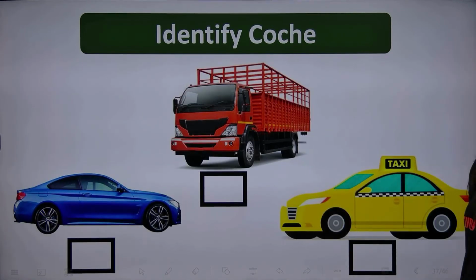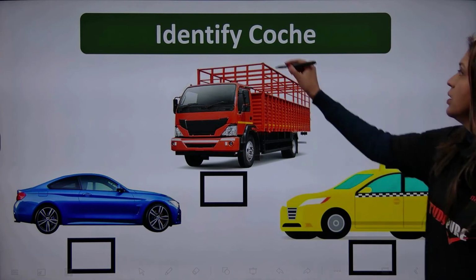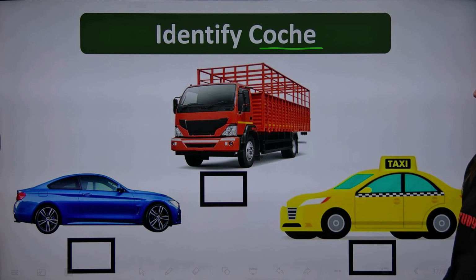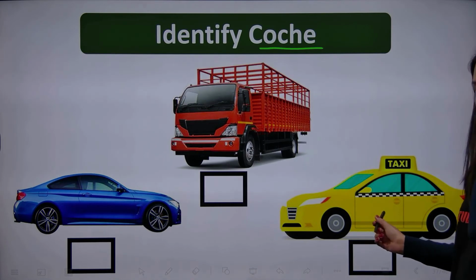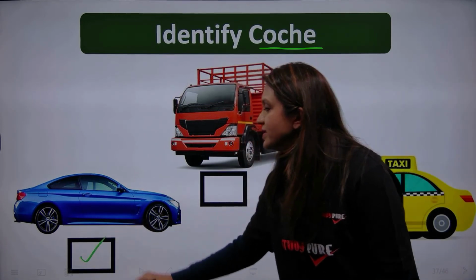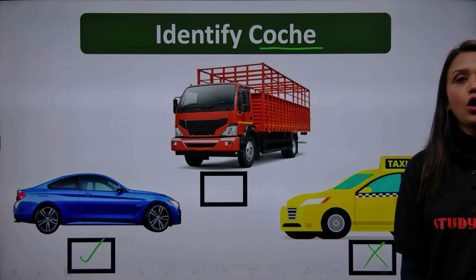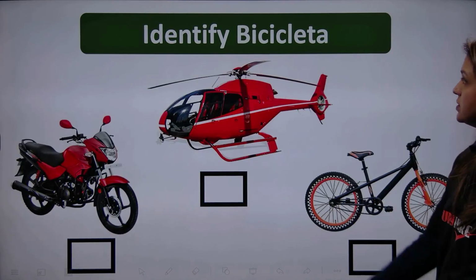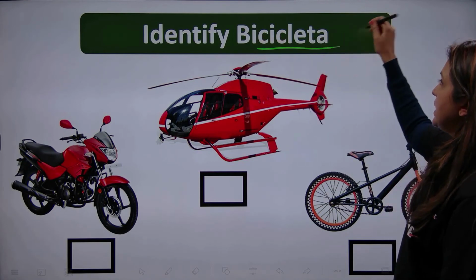Now what do we have? We have a coche. Can you all figure out which one is a coche? This one? No. This is not a coche. Yes, you're right. This is a coche. Coche.